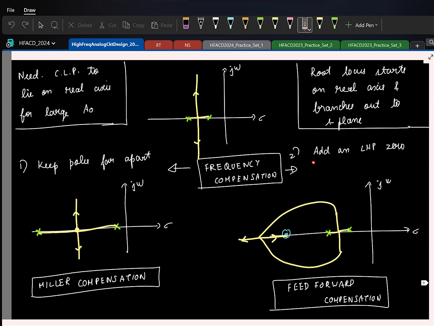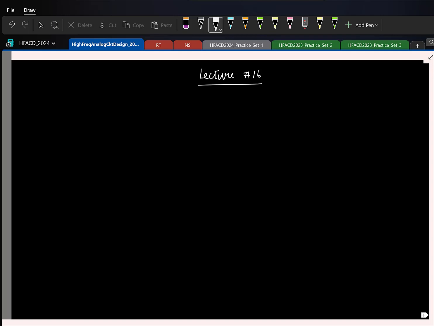One is to go and add an LHP zero to the loop gain so that the closed loop poles fall on the real axis. The second is to keep the open loop poles far apart so that for large values of DC gain the closed loop poles will lie on the real axis, right? And in fact, although we saw this as one way to do this, we can also keep the poles far apart by doing something else. I think one of you had already asked me.